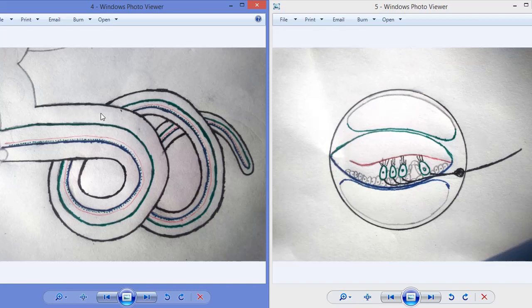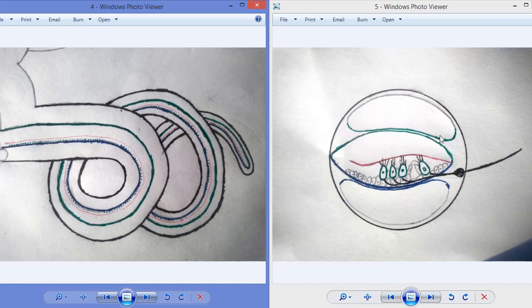This is the scala vestibuli, which contains the perilymph. This membrane is called the vestibular membrane, which separates the scala vestibuli from the scala media. This partition is the scala media, and the scala media is separated from the scala vestibuli with the help of the vestibular membrane.